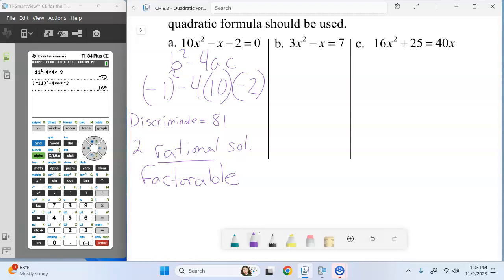What's the discriminant for B? So, how many solutions of what type? 2 irrational. And since I have 2 irrational, can I factor it, or do I have to use the quadratic formula? Quadratic. Gotta use quadratic. So, prime polynomial. What about C? What's the discriminant for C?